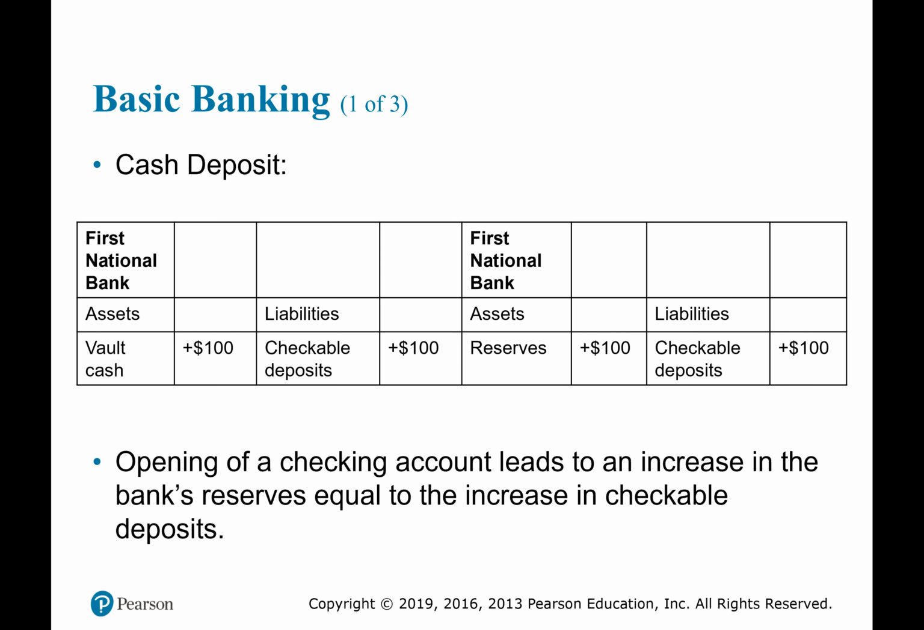Well, on the left hand T balance sheet, in other words, you have $100 coming in as checkable deposits, and you can see that $100 in cash, presumably, goes straight into the vault. So there it is. So it becomes part of the bank's reserves. So you can see that on the right hand side T.